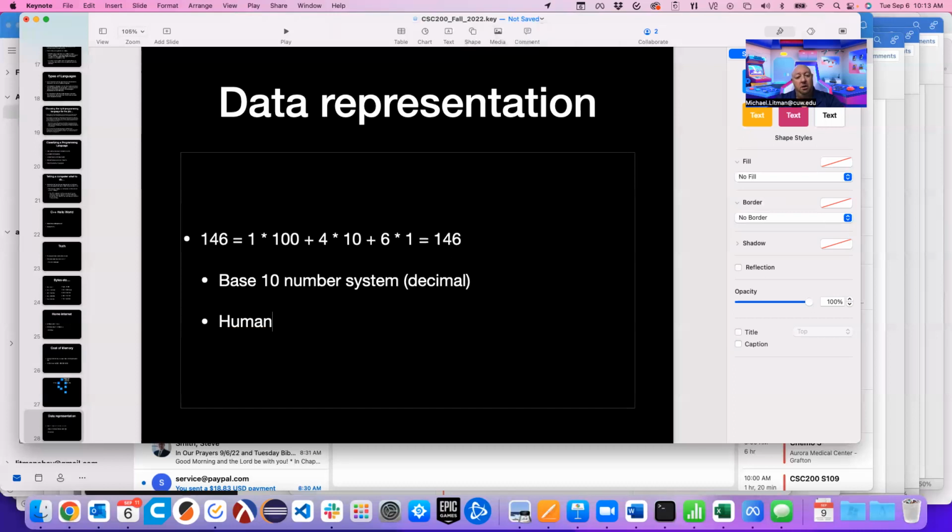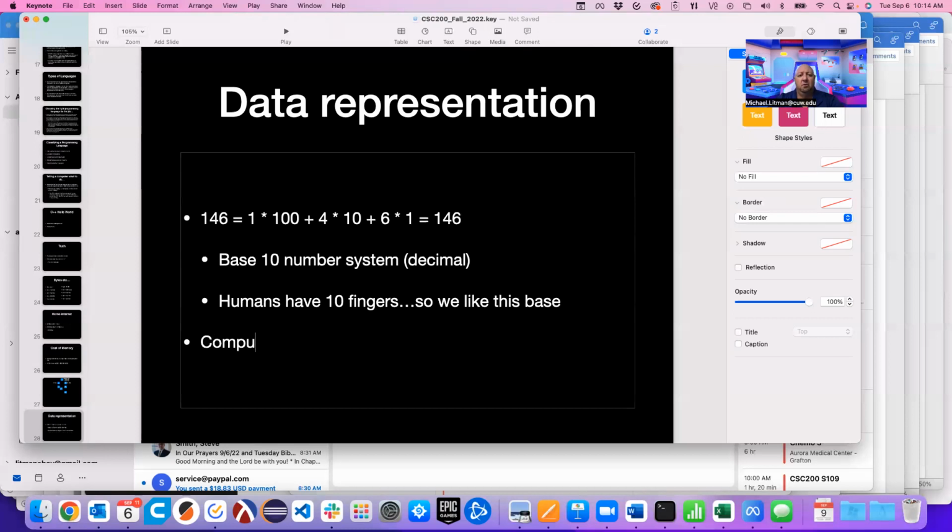Humans have 10 fingers, so we like this base. Computers use base 2, zeros and ones. Base 10 is 0 through 9. That's the language of our decimal number system, right? The digits 0 through 9. We make up all decimal numbers using those 10 digits. The bits that make up the binary number system are zeros and ones. That's the language of the binary number system. Why do computers use base 2?